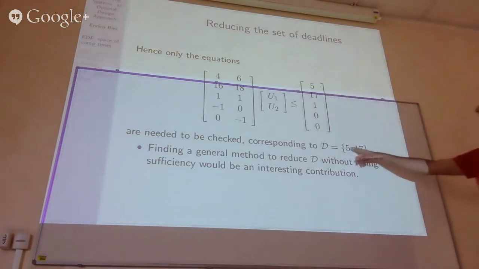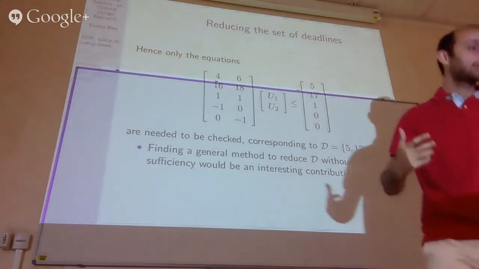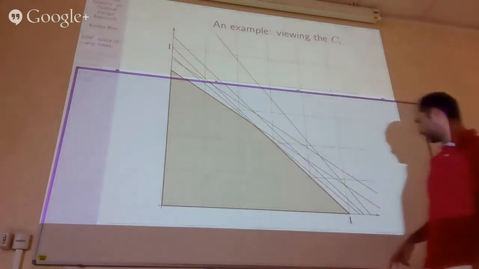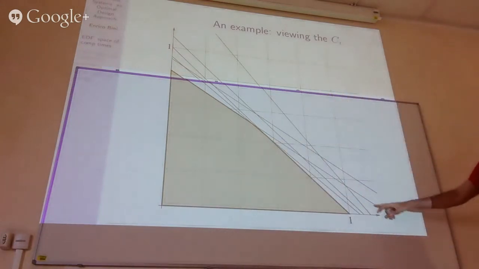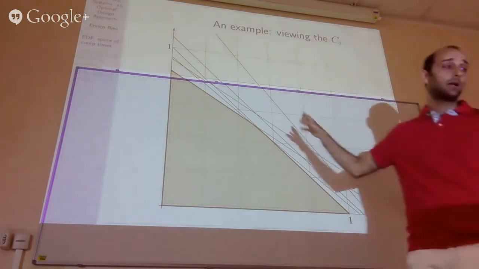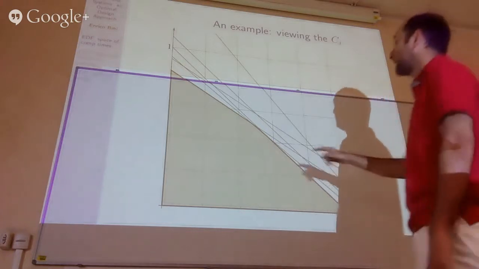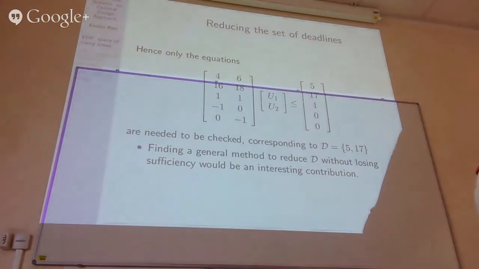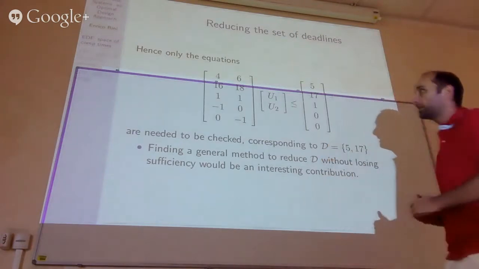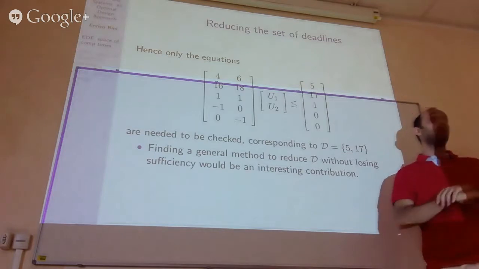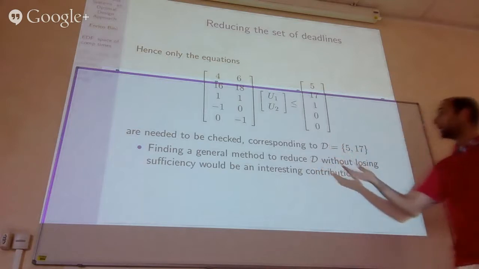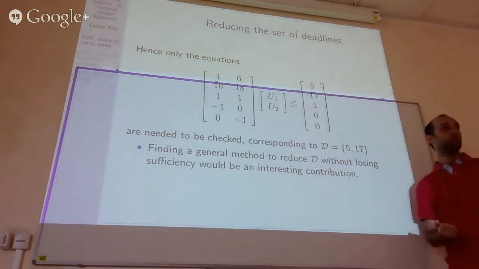I'll also write those values here, 5 and 17. Maybe let's go back to the drawing. My guess is that 5 is this one, because this goes to 5. Anyway, I think that's the one corresponding to 5, and the other is the one corresponding to 17. Or maybe the other way around, I don't know. So what I'm saying is that it is necessary and sufficient, we don't lose anything, if instead of considering the entire set of deadlines, we consider only the deadlines 5 and 17.